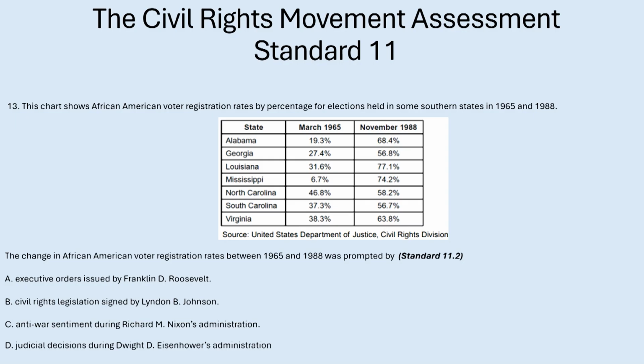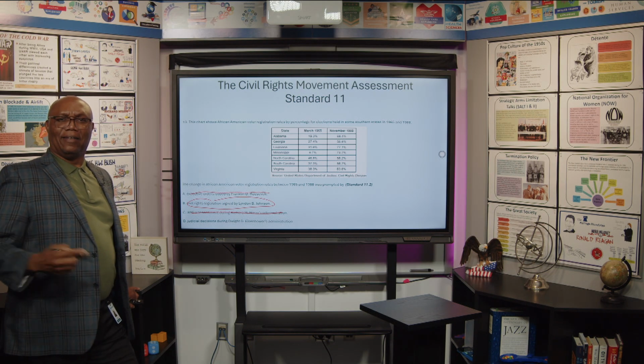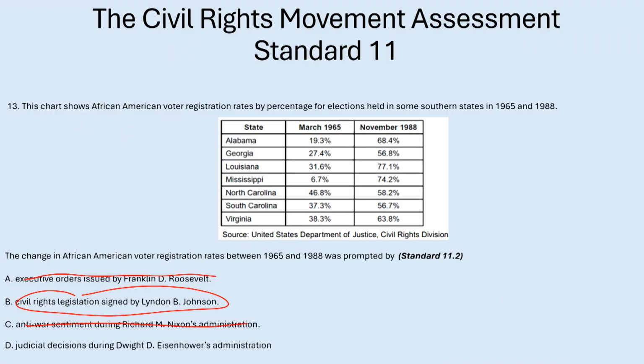So the change in African American voter registration rates between 65 and 88 was prompted by an executive order by FDR? Nope. It's dead and gone by that time. Civil rights legislation signed by LBJ. Anti-war sentiment during Richard Nixon's administration? Anti-war sentiment? What the what? Judicial decisions during Dwight Eisenhower's administration? Best answer, the Voting Rights Act was signed by Lyndon Johnson in 1965. Come on, Voting Rights Act.